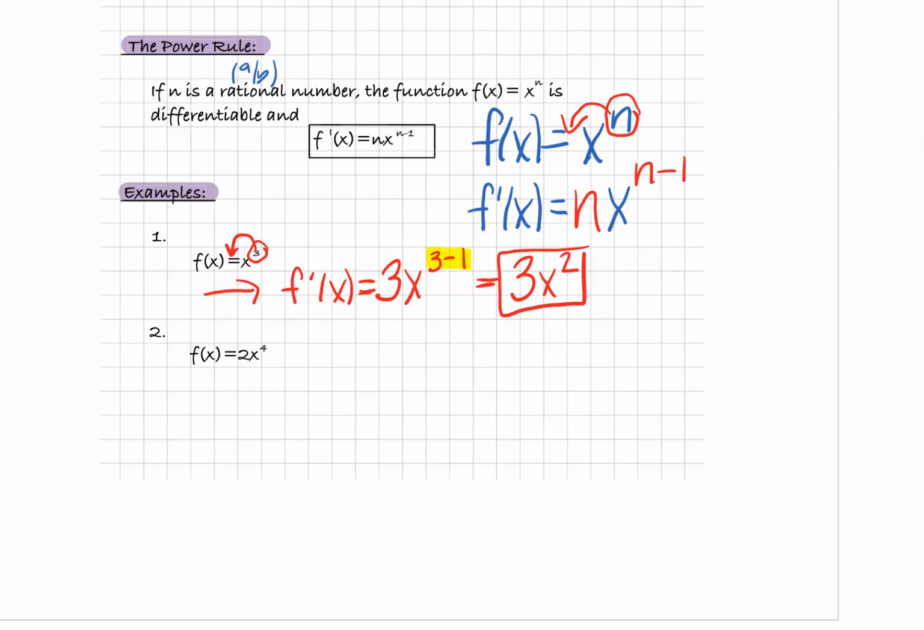The next one says f of x is equal to 2x to the 4th. So I'm going to come over here to the side. I'm going to say f prime of x is equal to, I'm going to take this exponent and bring it out front. Now I already have a 2x in this problem, so when I bring that 4 out front, I'm going to have to multiply it by the 2 that's already there. And then that 4, again, for notes purposes, I'm going to say 4 minus 1.